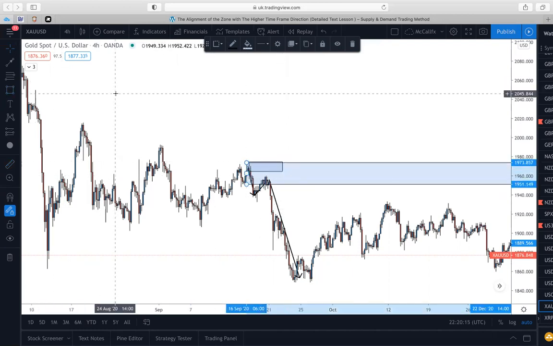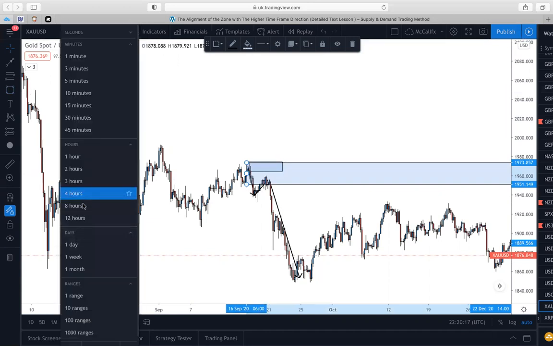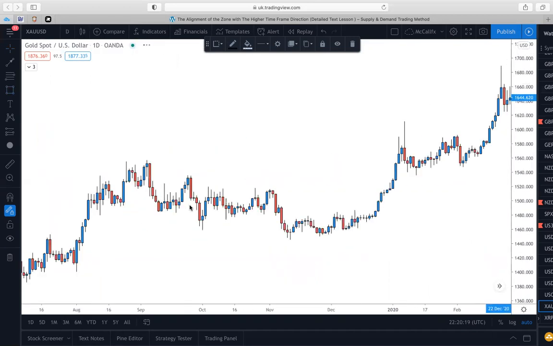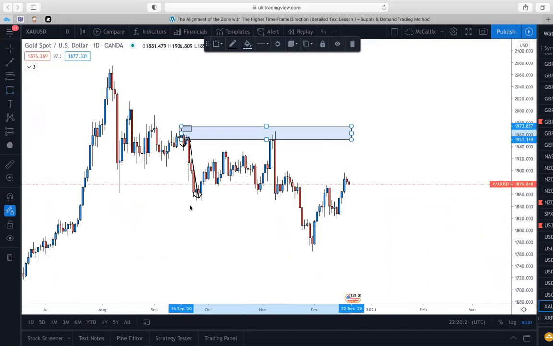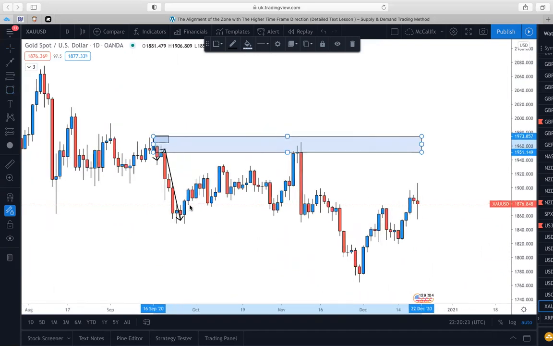Because I knew this was a weekly, and this was a daily supply zone. Once you have that daily supply zone, which is this, right, then price is more likely to move really huge to the downside.